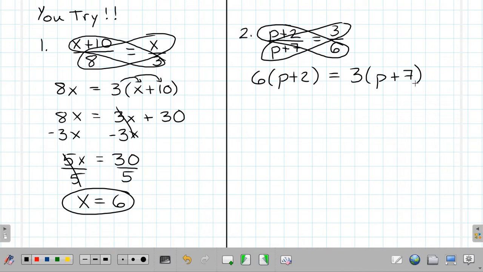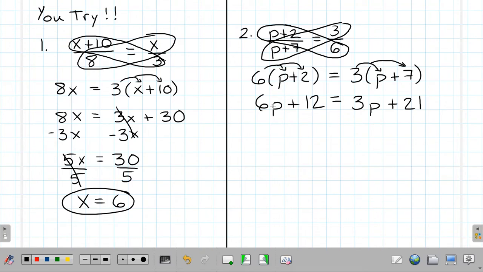Once again, don't forget the parentheses here. It just throws everything off because, once again, if you've got something like this, you're going to have to end up distributing, okay? The only one, like I said before, the only one that didn't require that was number 1 in the guided practice, and that was just a special simple case just to show you how to cross multiply pretty much, okay? But here we've got 6 times p is 6p plus 6 times 2 is 12. That's equal to 3 times p is 3p plus 3 times 7 is 21.